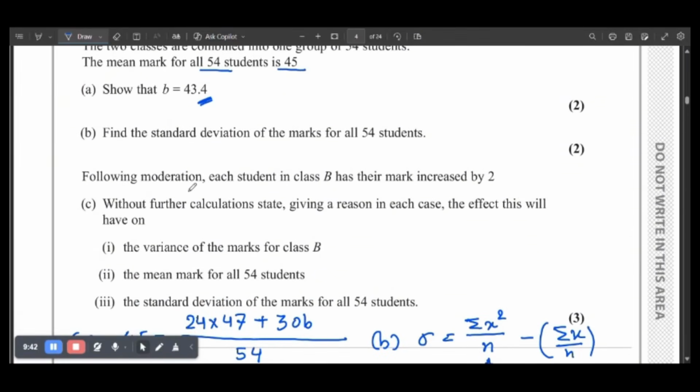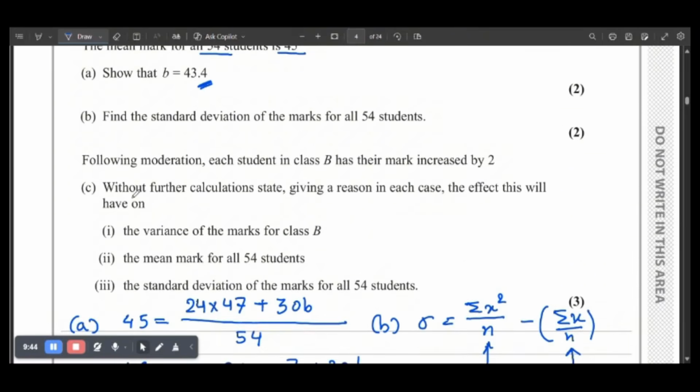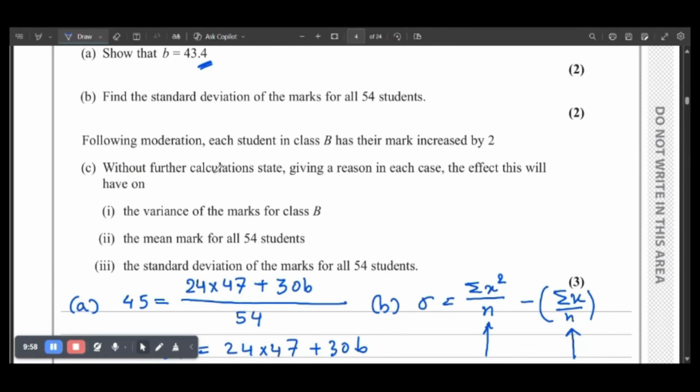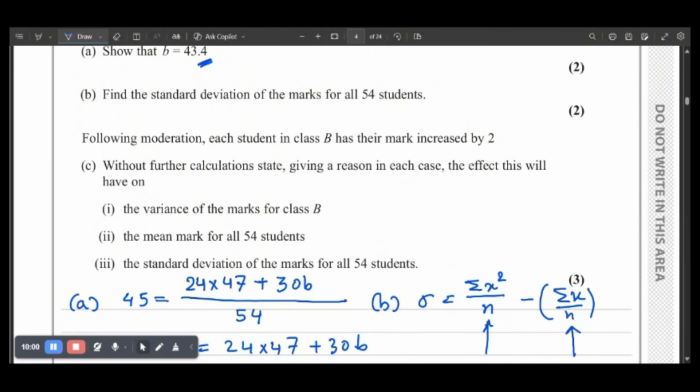If we move on to the next question, which is C. Following moderation, each student in class B has their marks increased by 2. So the marks of each student in class B is increased by 2. Our question for part C is, without further calculations, state, giving a reason in each case, the effect this will have on the variance of the marks for class B.